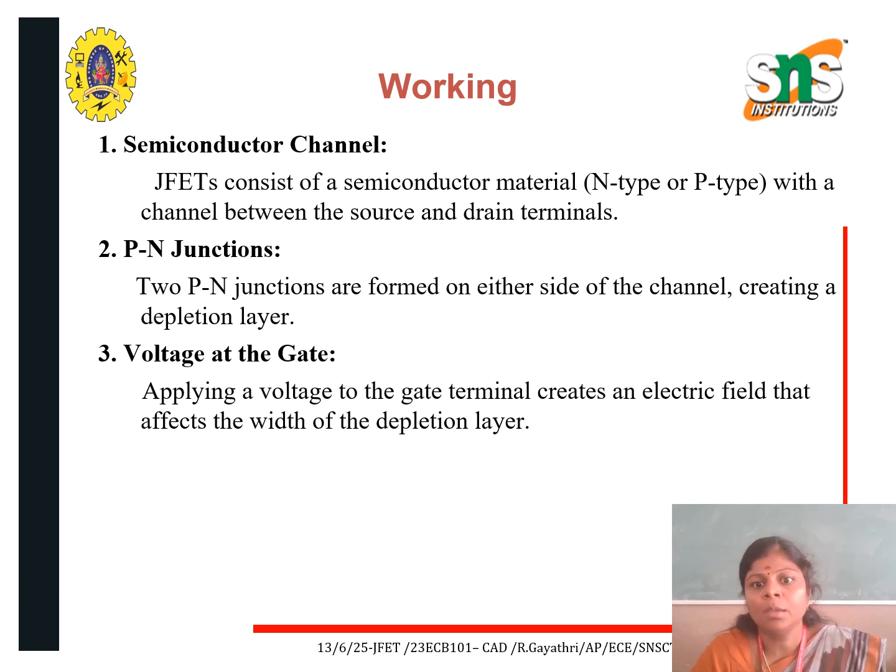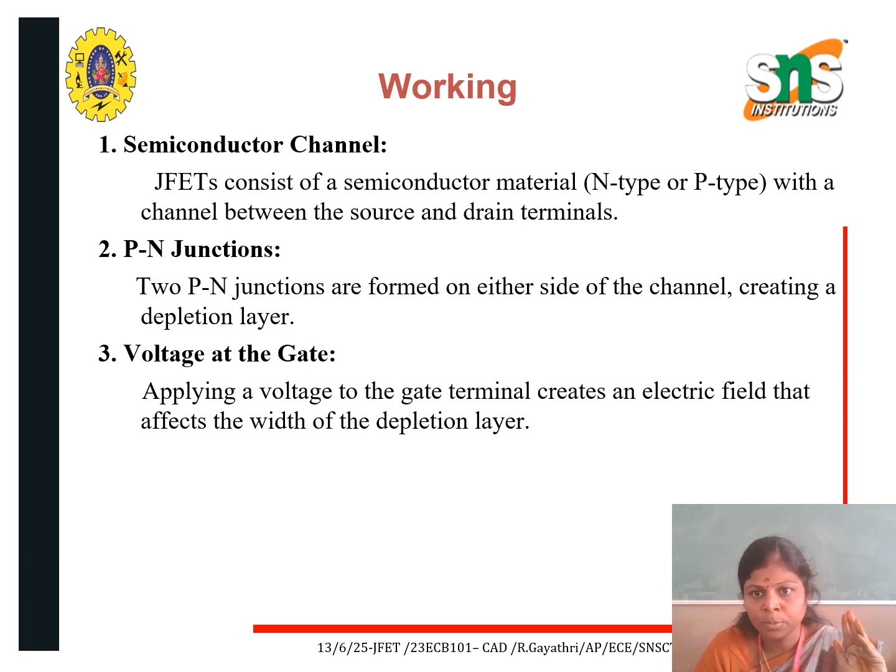Coming to the working part, first we have to consider the semiconductor channel. In a JFET, it consists of an N-type channel or P-type channel in between the source terminal and drain terminal, and there are PN junctions. The two PN junctions are formed on either side of the channel, creating the depletion layer between these channels. And when applying voltage to the gate terminal, the width of the depletion layer will be affected.